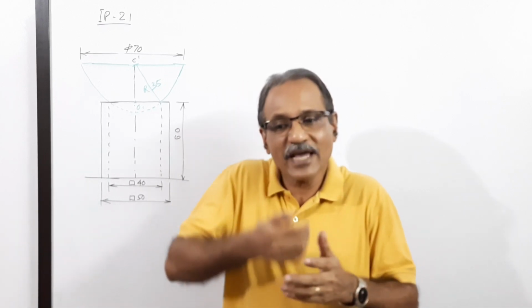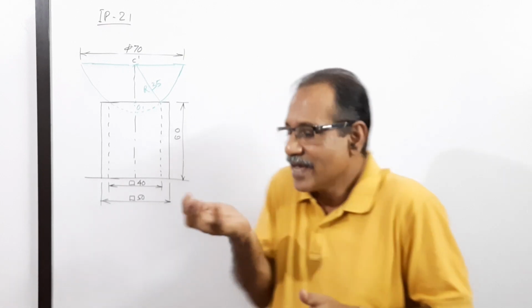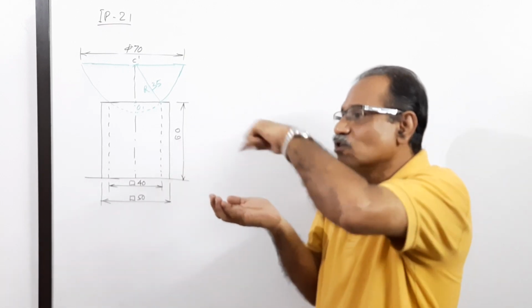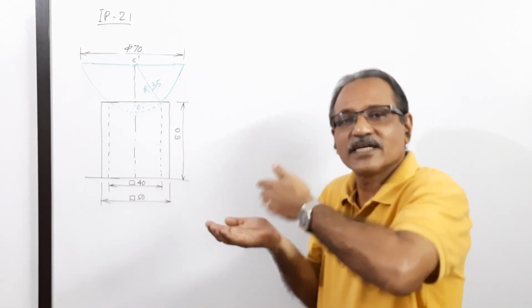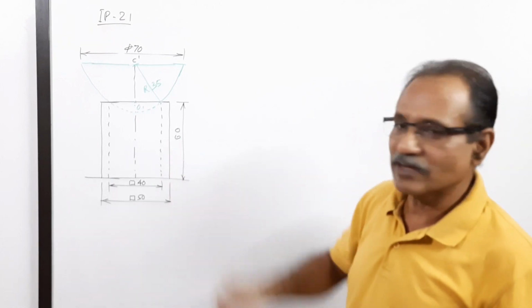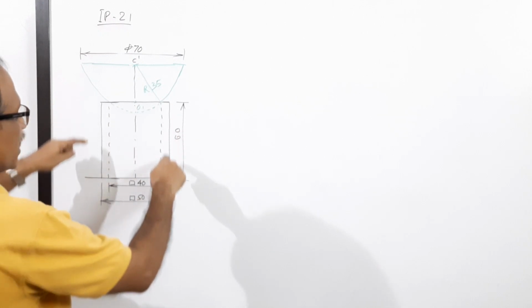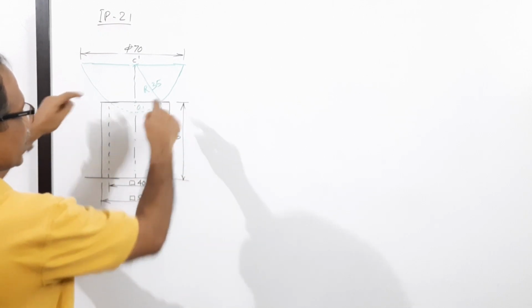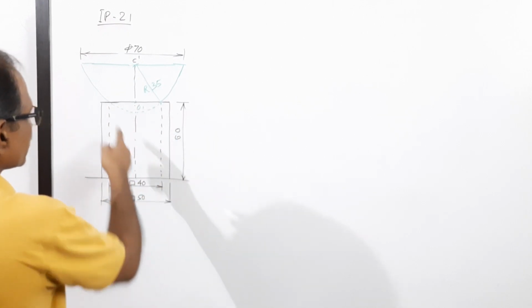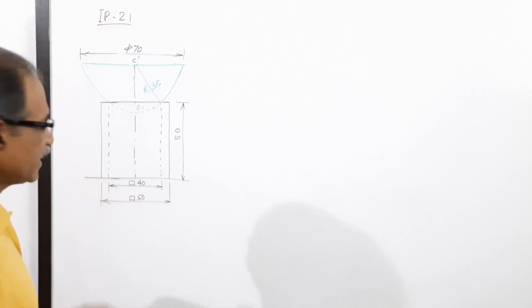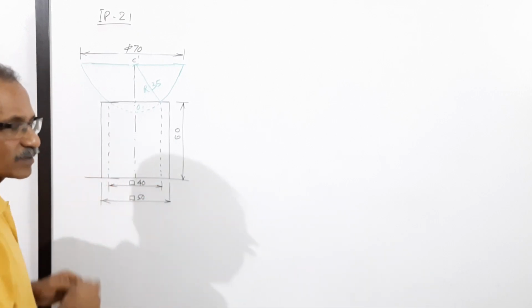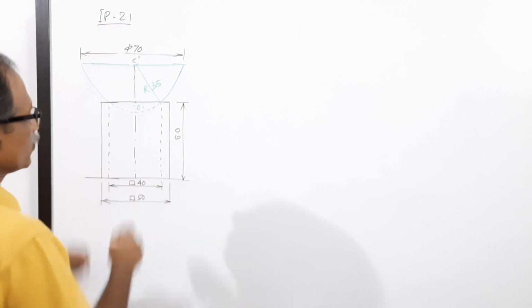On its top, a hemisphere is sitting like this, with the circular face on the top, sitting on the curved surface. This is its elevation. How did I draw that? I have drawn a 60 mm tall, 50 mm wide rectangle, inside which I have marked the dotted lines indicating the 40 mm square. This is 50 mm, this is 40 mm.